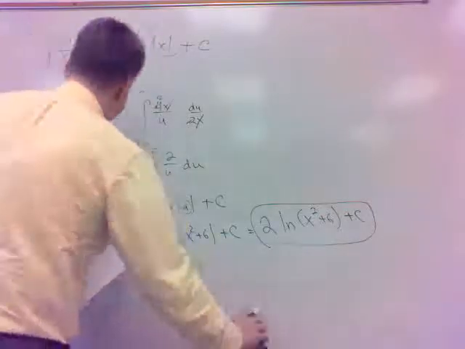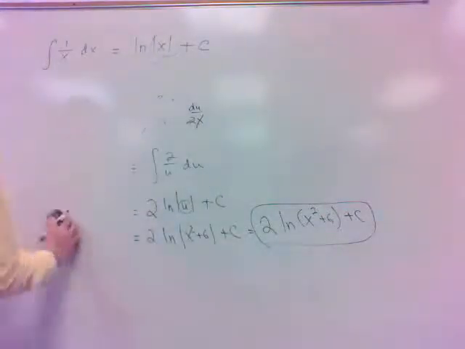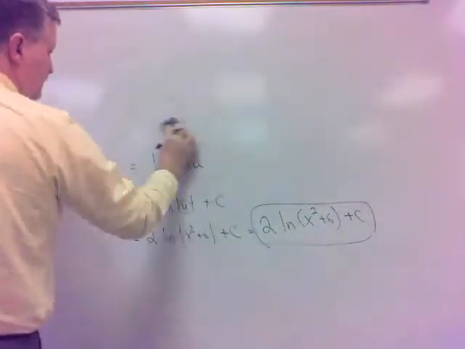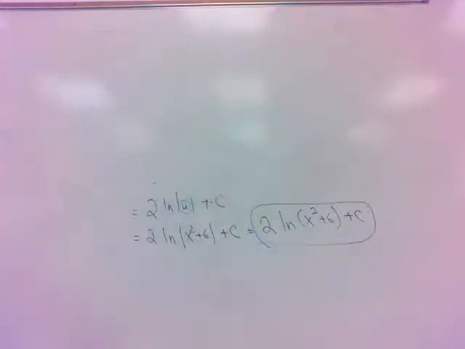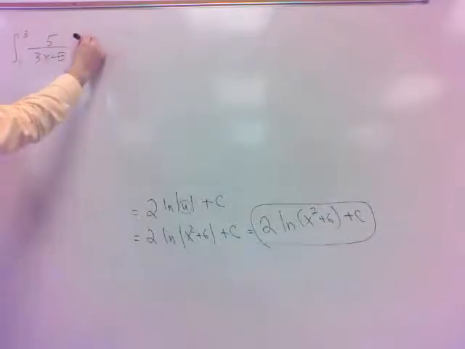All right. Okay. Here's another. Let's do a definite integral. What about the definite integral from 1 to 3 of 5 over 3x minus 5 dx?